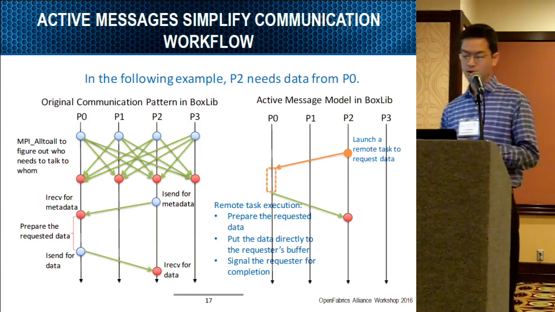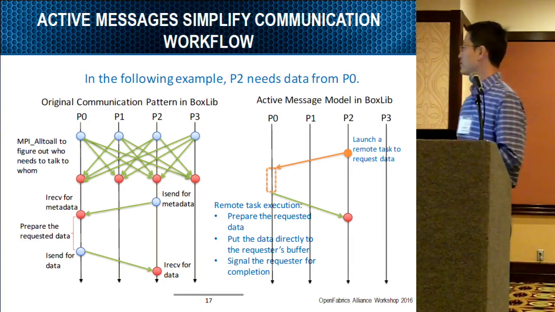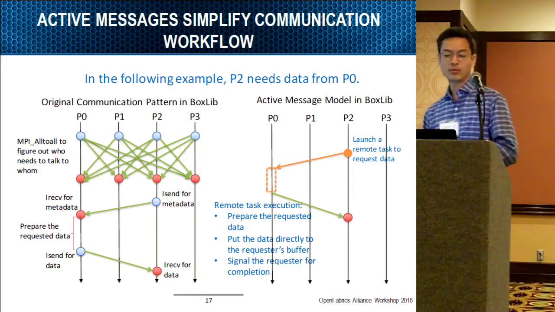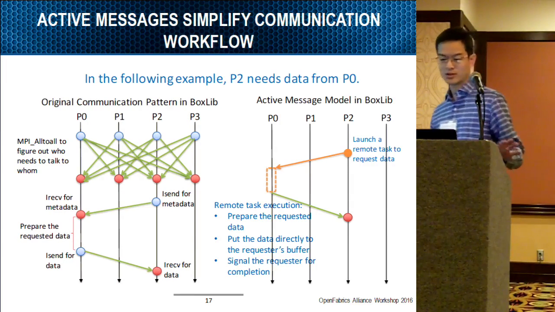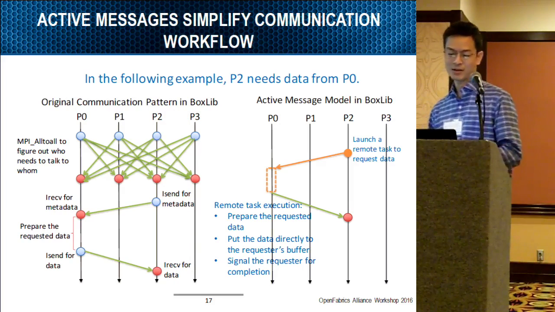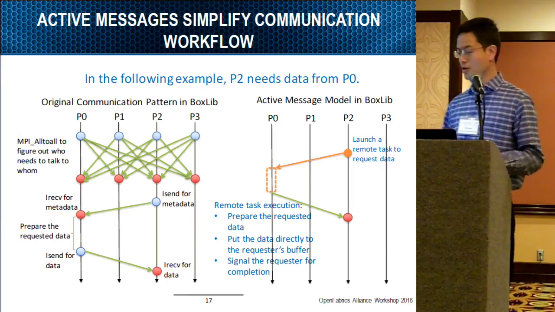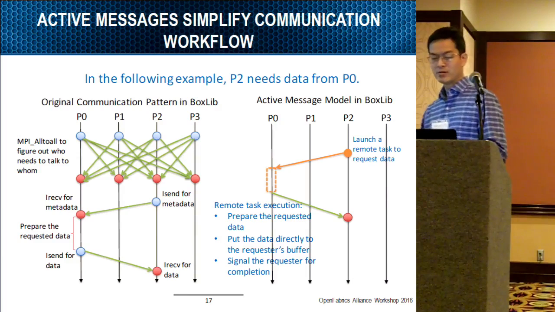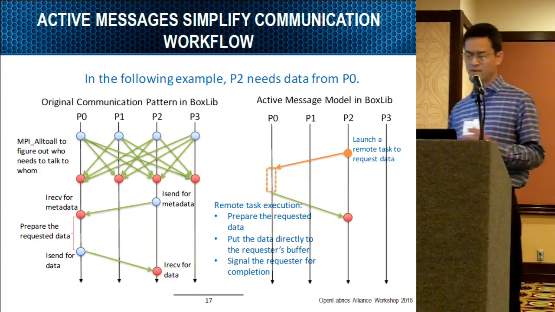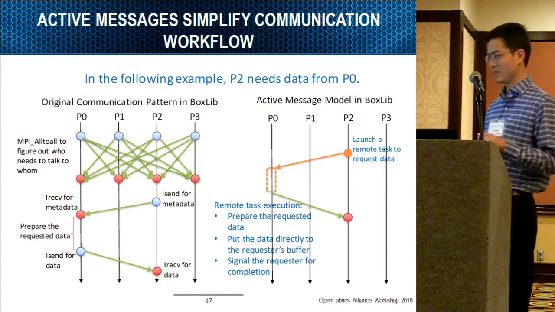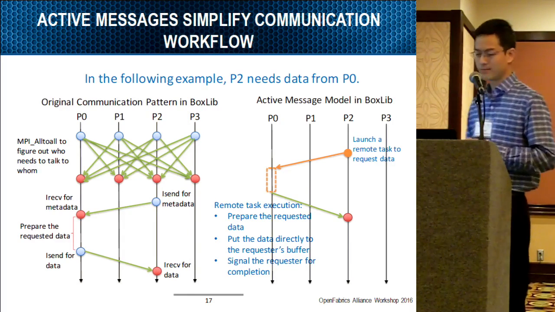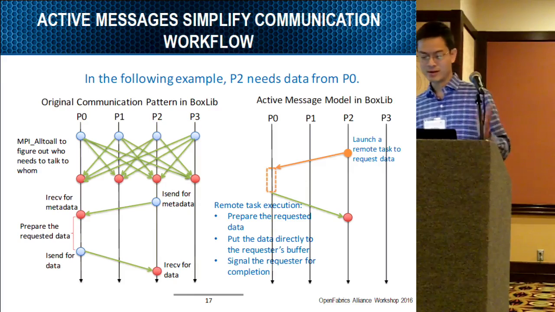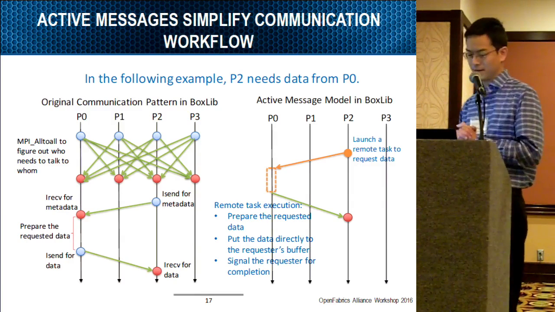In order to communicate the request, first of all, the application needs to do an MPI all-to-all to communicate within all the processors. Basically, it's trying to tell everybody else, do I need to communicate with you or not? In this example, you can tell that this is a little bit wasteful because P2 only needs to tell P0, I'm going to get some data from you. So the communication from P2 to P1 or P3 is not needed.